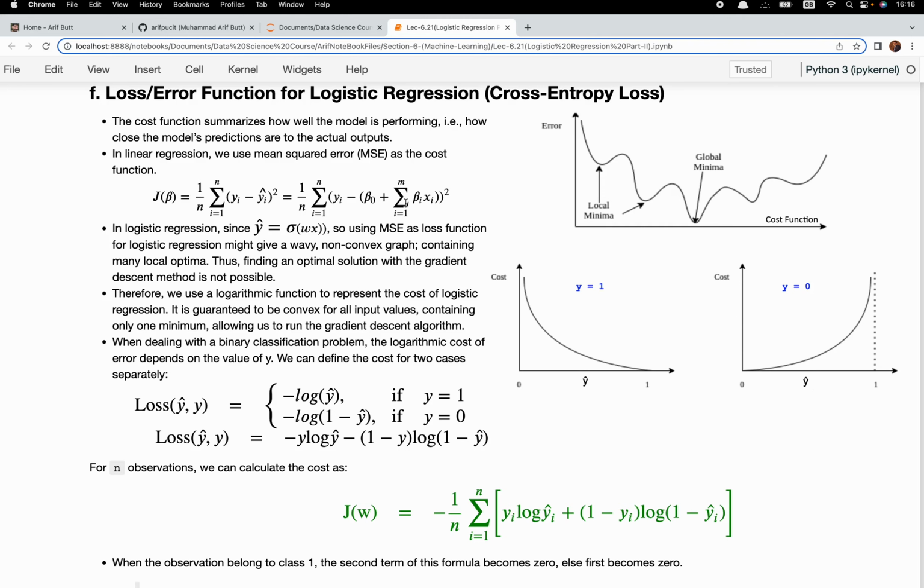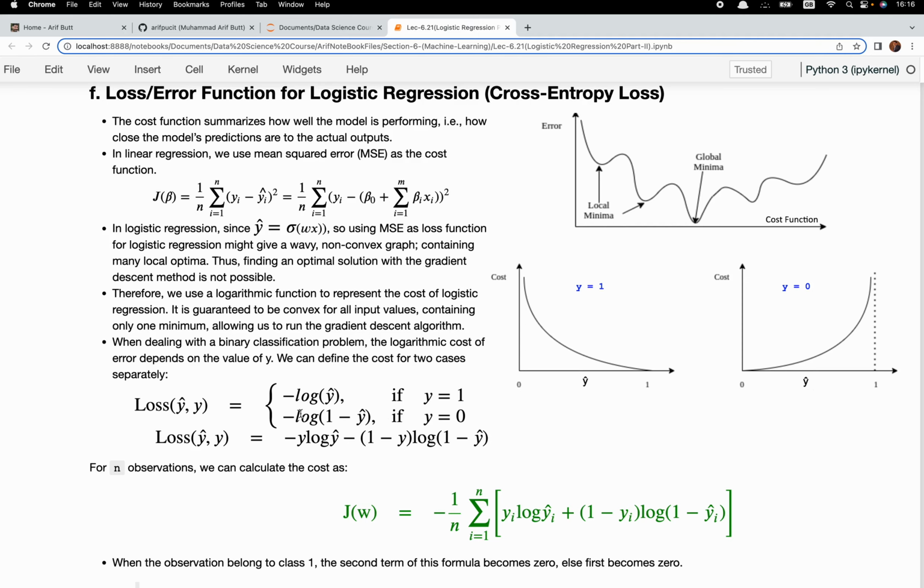So that means we cannot use this loss function for logistic regression because this y hat is now the sigmoid function, and this will result in a graph something like this having many local minima. Therefore, we use a logarithmic function to represent the cost of logistic regression, which is guaranteed to be convex, thus allowing us to run the gradient descent algorithm.